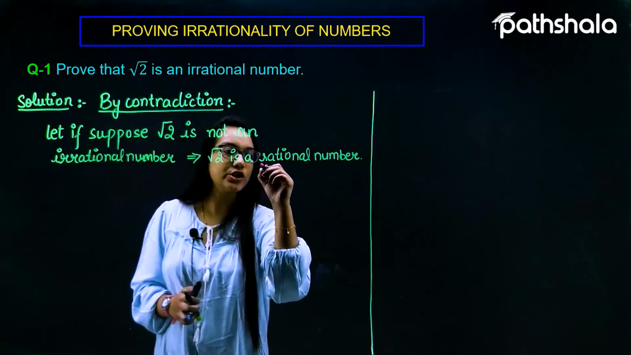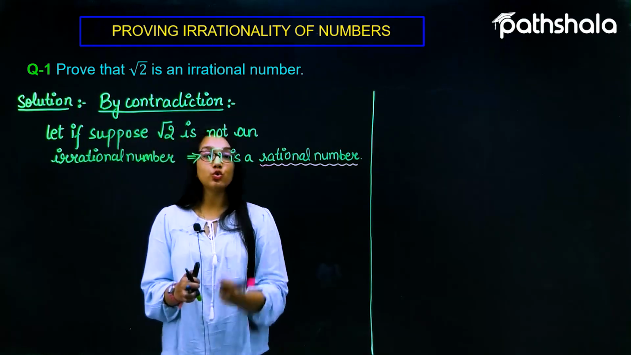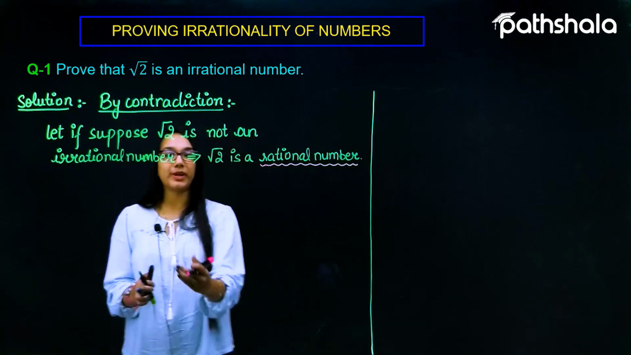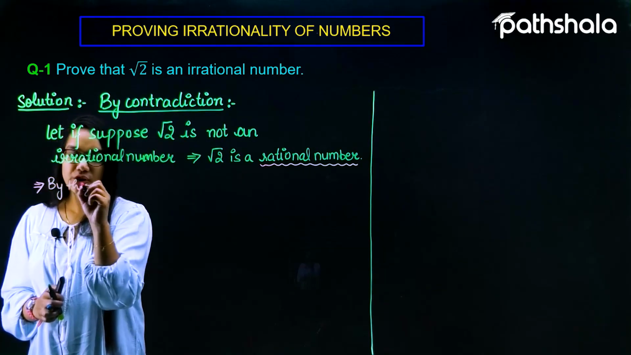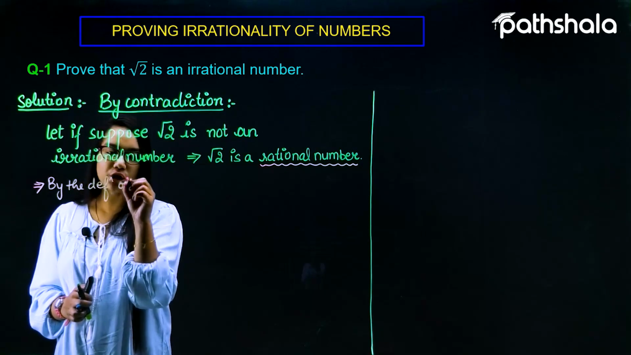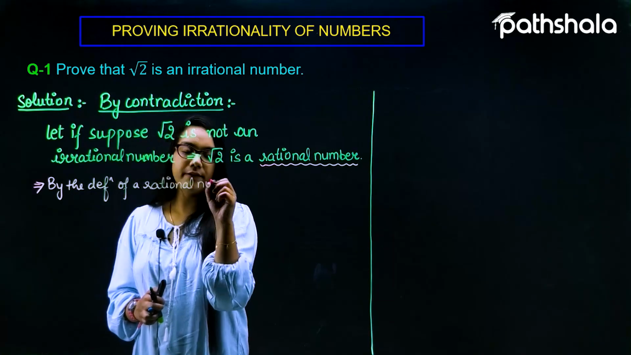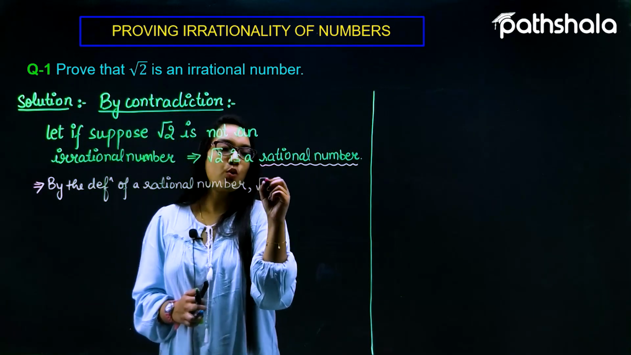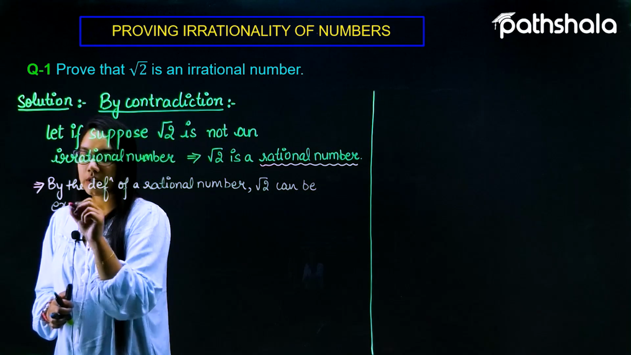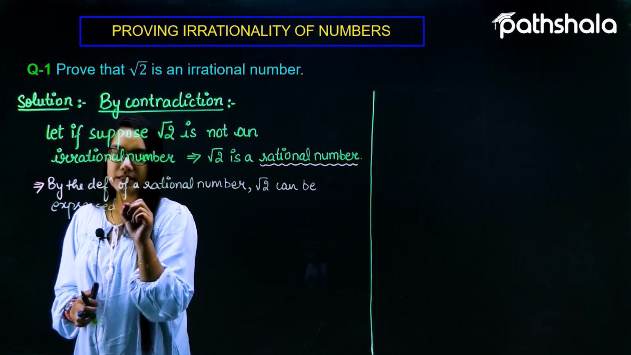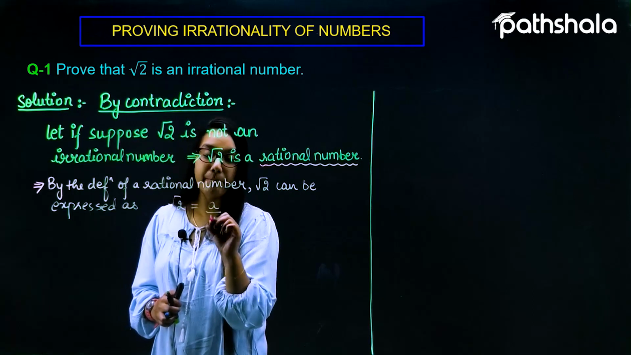If it is a rational number, then by the definition of a rational number we know that square root 2 can be expressed in the form of p by q. So it implies that by the definition of a rational number, square root 2 can be expressed as square root 2 is equal to a by b.